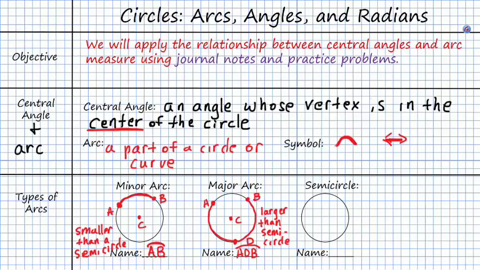Finally, we have the semicircle itself. So if we consider that we have A and B, and they are on either side of a diameter across the circle, then the semicircle will be the arc that runs between A and B along the perimeter. So this is half of a circle. And again, we're going to name this by including another point, so we'll include D, and this will also be called A, D, B.